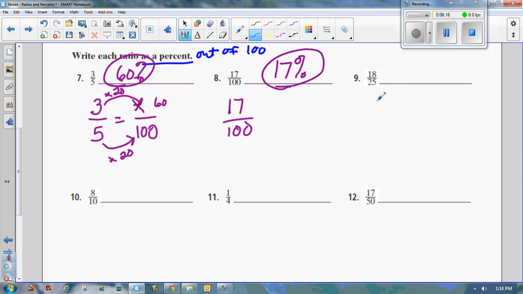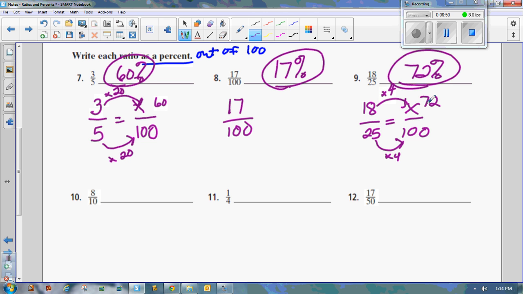Looking here at number 9, we have 18 out of 25. Again, we need to change this to a percent, so it needs to be out of 100. So what is it out of 100? We know that 25 times 4 is 100. So what is 18 times 4? And 18 times 4, let's see, is 72. So 18 out of 25 is 72%. And we circle that.